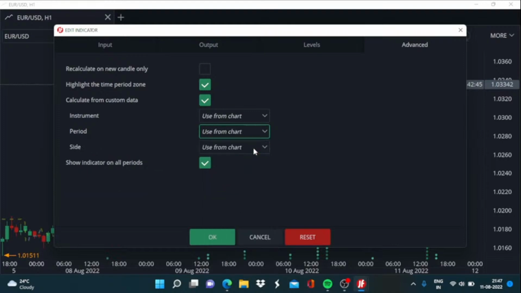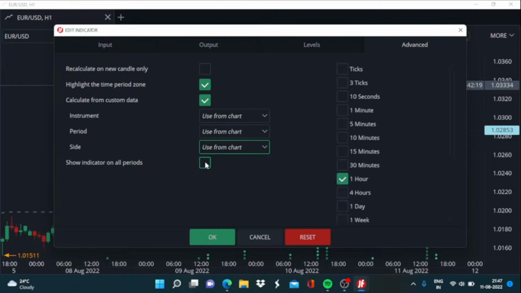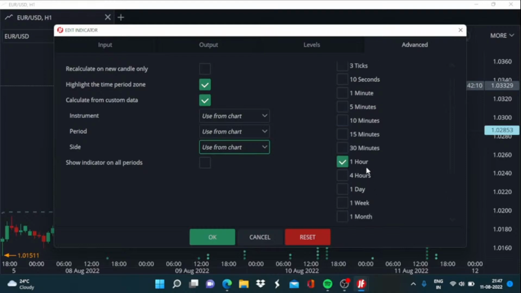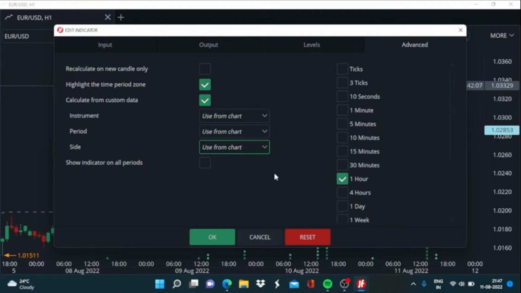Now again I am going to restore it to use from the chart. Side can also be the ask side or the bid side, or you can simply use it from the chart. So both these options are there for you. Show indicator on all periods. The indicator will be shown on all the candle periods whenever you change the candle period of the chart. But if you opt out of this, if you want the charting of the mid price to be done only on certain candle periods and not others, then you have to specify it, and only on those candle periods the plotting will be done. So you can customize using this option also.